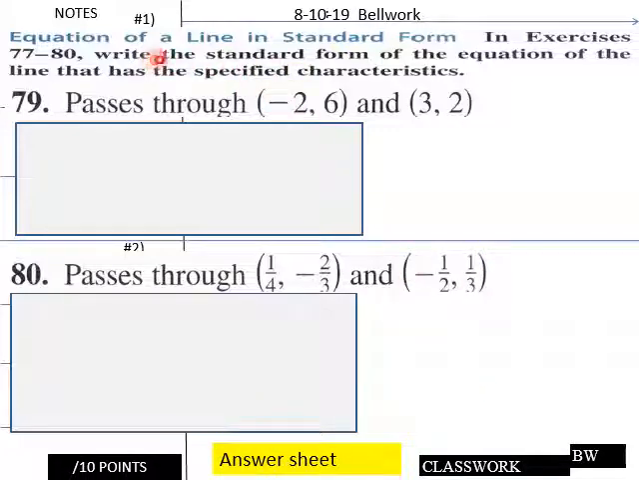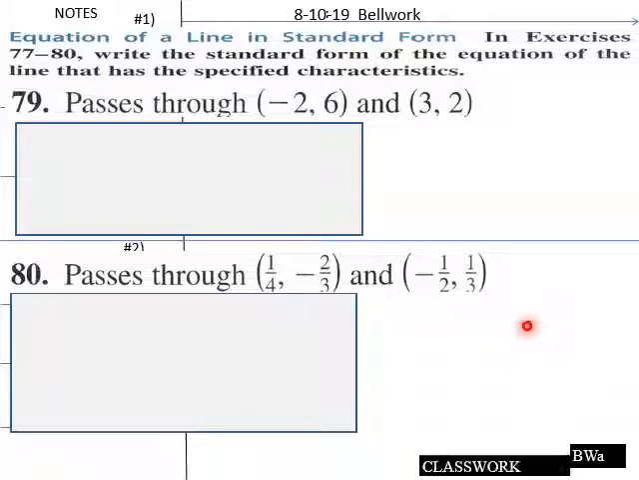We have: write the standard form of the equation of the line that passes through the specified points. So you have 2 points here. Write an equation of the line that passes through these 2 points, students. I'll give you about 5 minutes to do that.